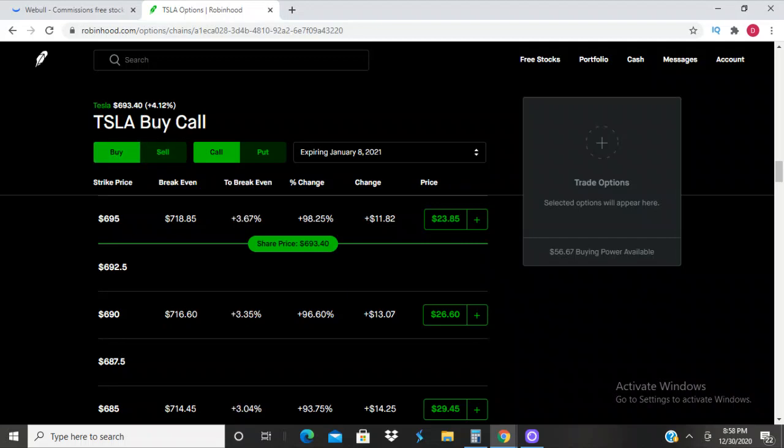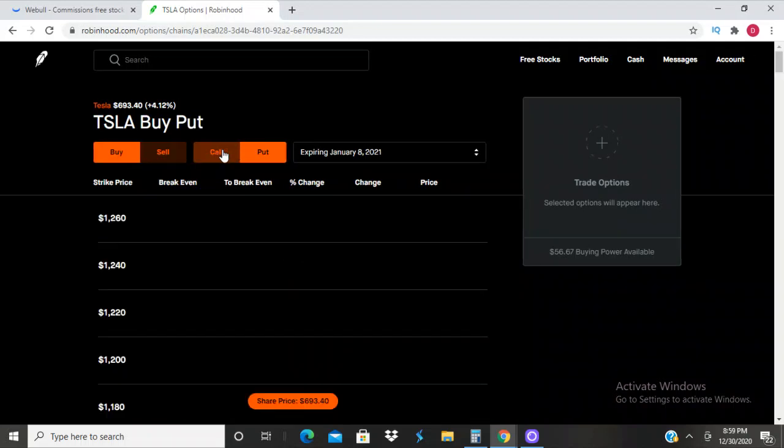You want to make sure, especially when you're new and starting off, that this is on the buy button. I made this mistake a couple times by rushing to get an option, because I see the price moving in the direction that I think it's going to go, and I jump in real quick to buy one, but it was accidentally on sell. What I ended up doing was buying a put instead of a call.